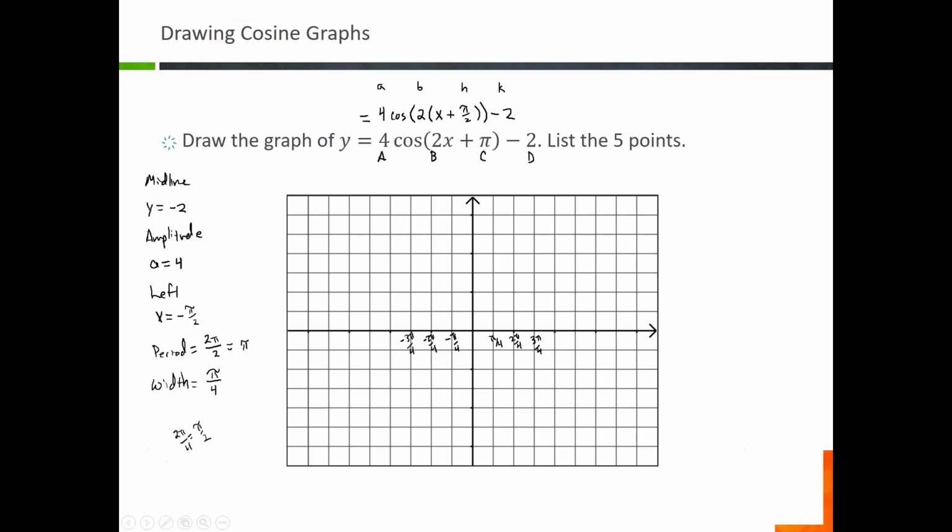So we know the midline is at a negative 2. So down here, we'll just go by ones. So up 1, up 2, down to a negative 1, and then a negative 2. So our midline is at negative 2 here. All right. From that, the amplitude is 4. So from that line, we're going to go up 4 units. So 1, 2, 3, 4. That puts me at a positive 2.